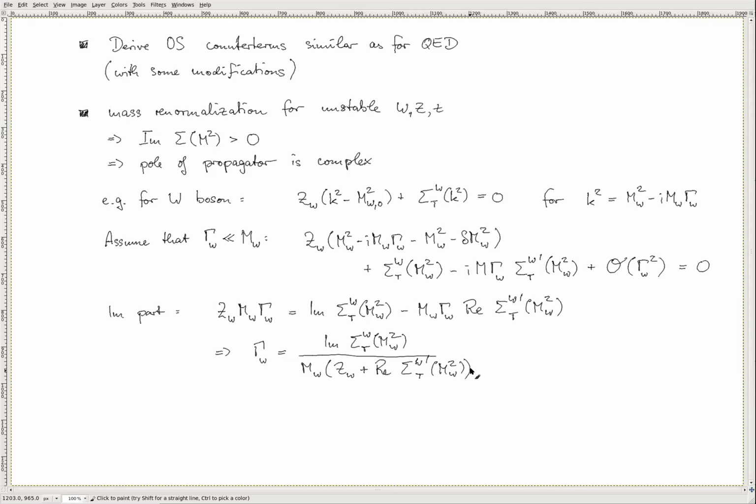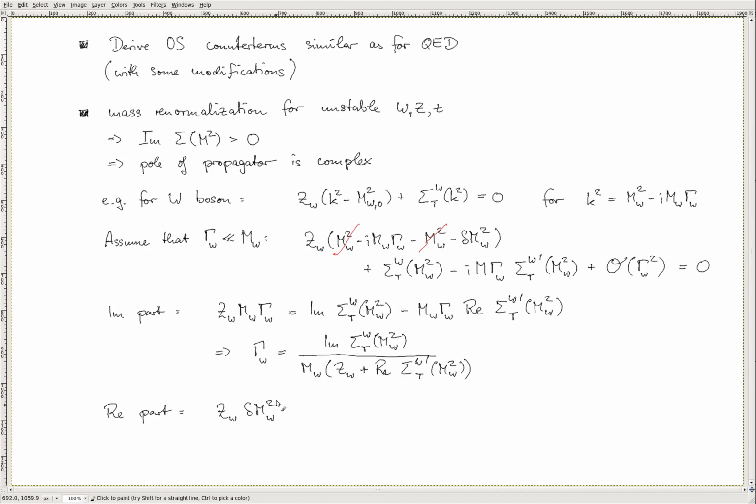And this may look like something you may have seen already somewhere in a textbook or so. What will look a little bit different than what you may be used to is if we look at the real part. On the left-hand side of the equation, you see there are two MWs, which cancel. And then what we have left is Z times the mass counter term.